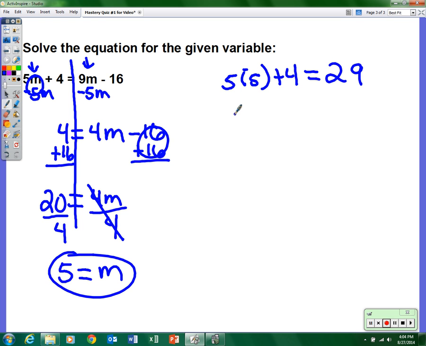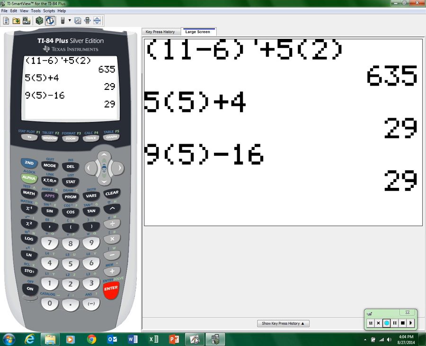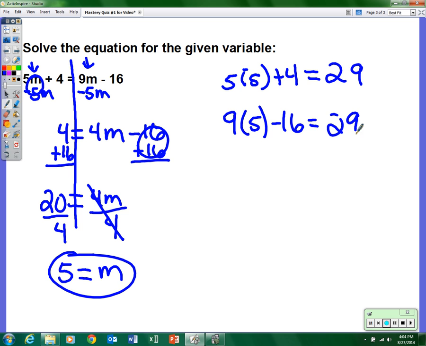Okay, now I'm going to take 9 times 5. Again, m is 5, so 9 times 5 minus 16. Okay, 9 times 5 minus 16. So I can go 9 times 5 minus 16, and oh, look, they equal the same thing, 29. Okay, hey, I got it right.